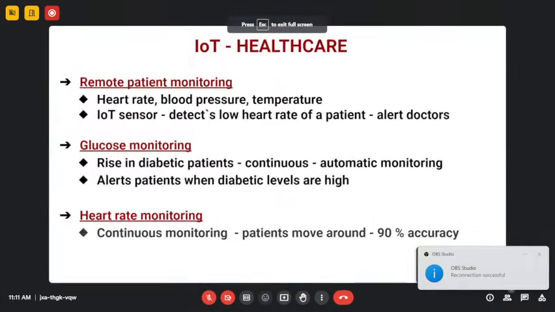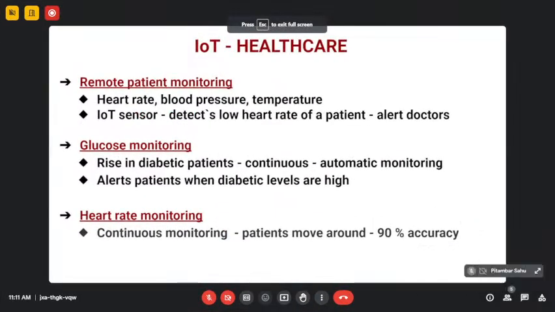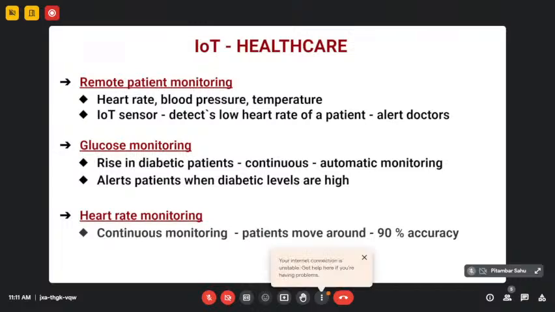human body. It is an external sensor, so we don't have to implant it into the human body, and it detects the low heart rate of a patient and alerts the doctors. Glucose monitoring is also possible. When the diabetic level is high, an alert is sent to both the patient on their smartphone as well as the doctors. Continuous monitoring is possible, and patients can move around. They don't have to stay at one location. So all this is possible. The main advantage of IoT is continuous monitoring in different applications in healthcare, agriculture, and so on.